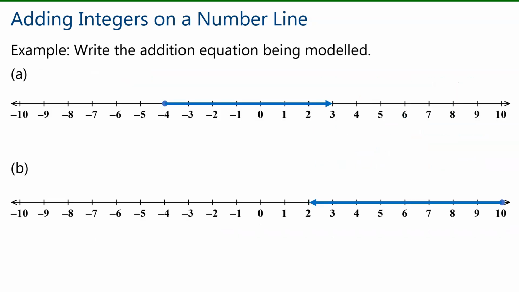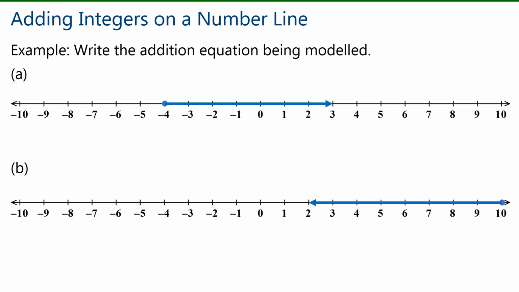So in the last couple of examples, we're going to go backwards. Here we have an addition equation already modeled, and we have to figure out what equation was used to get this model. So here we have arrows to show where it started and where it ended.